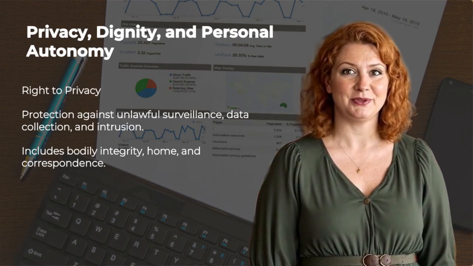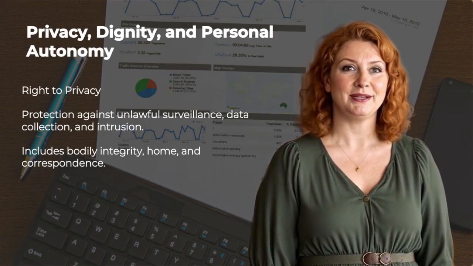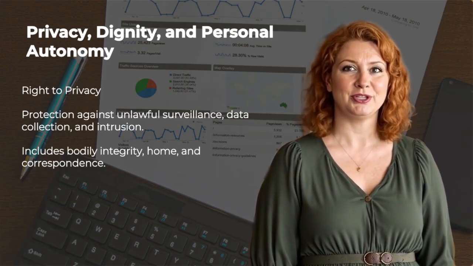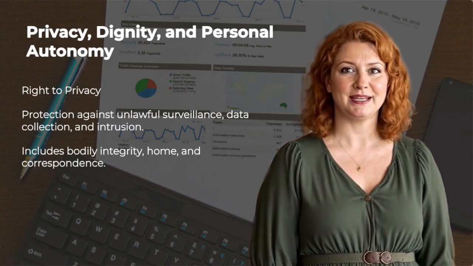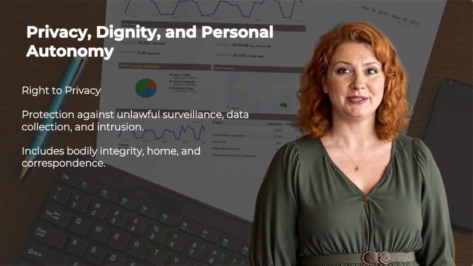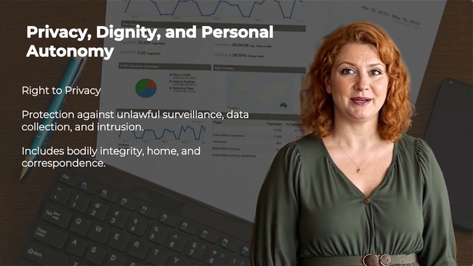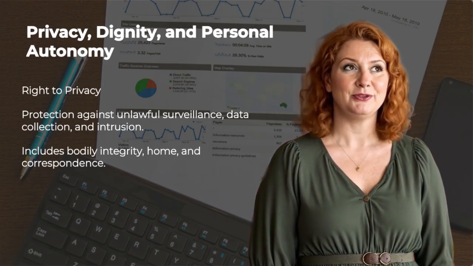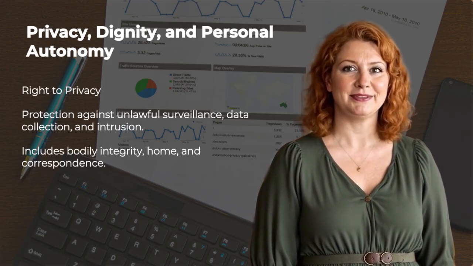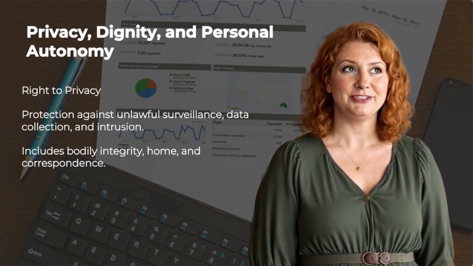7. Privacy, dignity, and personal autonomy. Right to privacy: protection against unlawful surveillance, data collection, and intrusion. Includes bodily integrity, home, and correspondence. Dignity and autonomy: rights tied to reproductive choices, identity, sexuality, and end-of-life decisions.